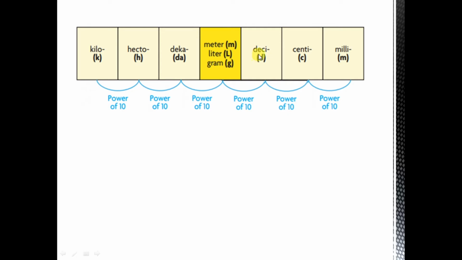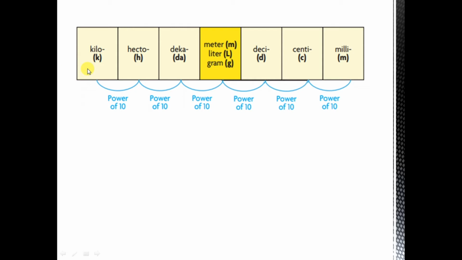Afterwards comes deci, which we refer to by the letter D. Then centi. C stands for centi, like centimeter. The least one here is milli, like millimeter. M stands for milli.